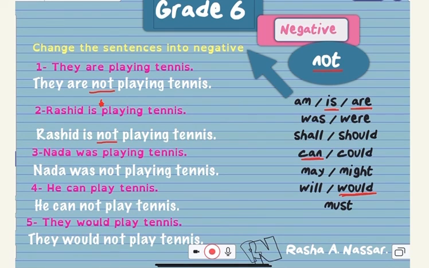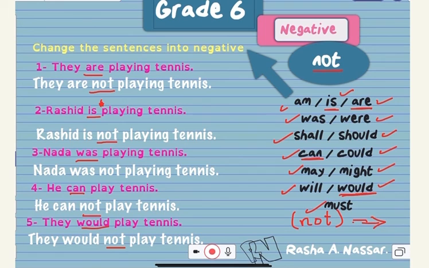So here when I see was or are or is or can or would, I will put only not. Can I say don't or doesn't or didn't? No. So when you see am or is or are or was or were or shall or should or can or could or may or might or will or would or must, all these auxiliary verbs, you will just use not when you want to change them into negative.